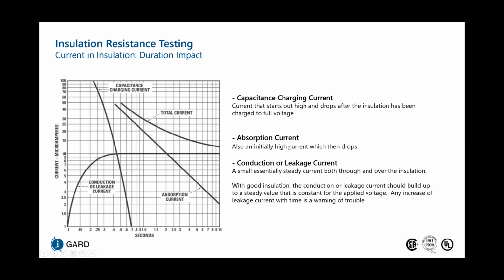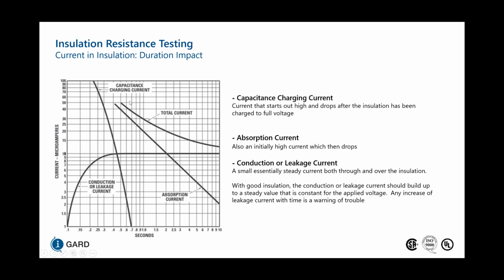The absorption current is also initially high, and then it drops off after 10 seconds. And the conductance or leakage current, which is in relation to this line right here, is a small, essentially steady current both through and over the insulation. So with good insulation, the conduction or leakage current should build up to a steady value after just under a second, and then it reaches a steady state where we can get an insulation resistance reading.